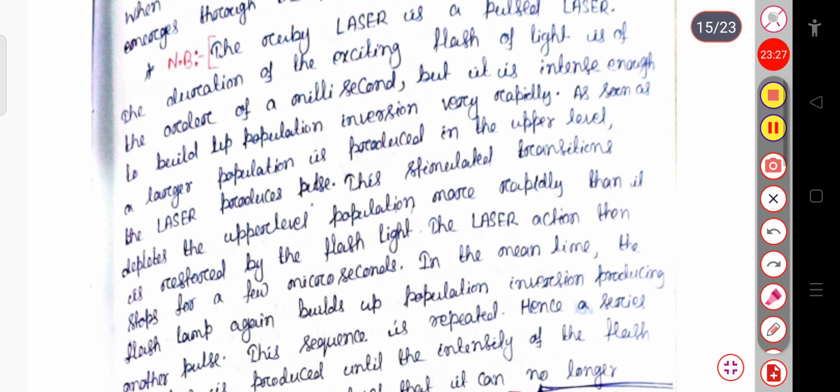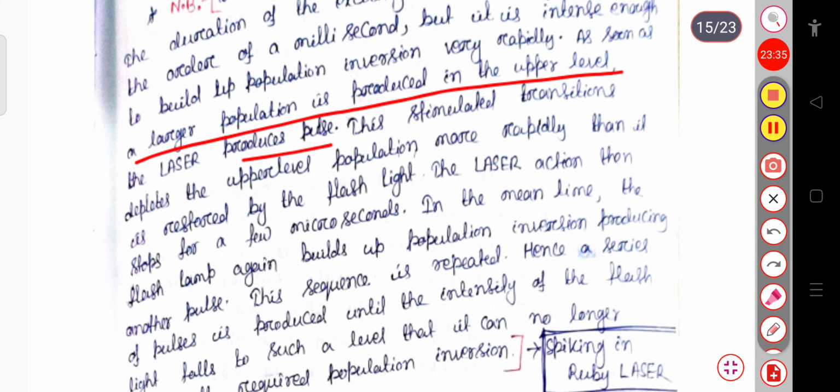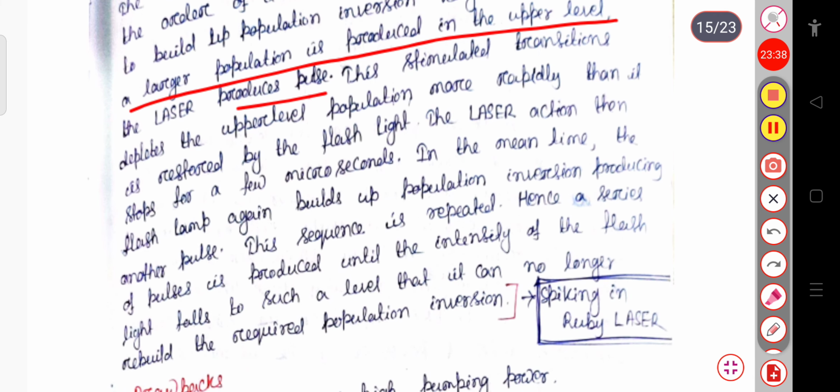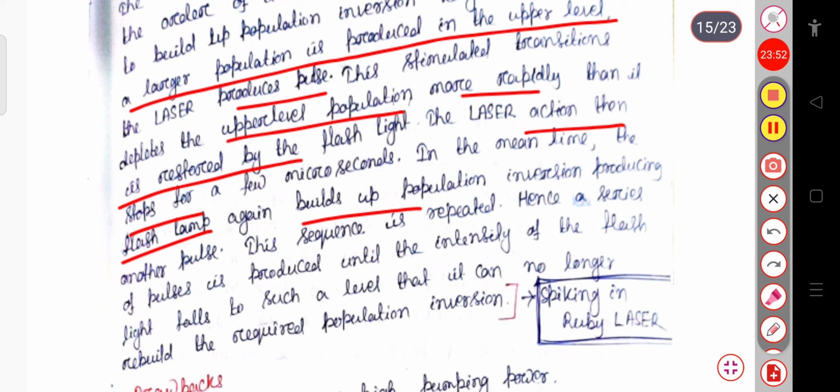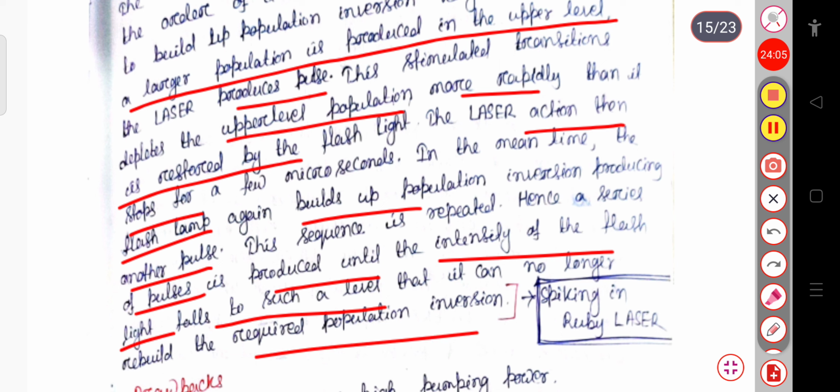As soon as the larger population is produced in the upper level, the laser produces a pulse. This stimulated transition depletes the upper level population more rapidly than it is restored by the flashlight, so the laser action stops for a few microseconds. In the meantime, the flash lamp again builds up population inversion, producing another pulse. This sequence is repeated, hence a series of pulses is produced until the intensity of the flashlight falls to such a level that it can no longer rebuild the required population inversion. That is called the spiking in ruby laser.